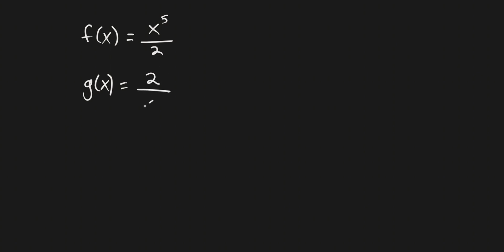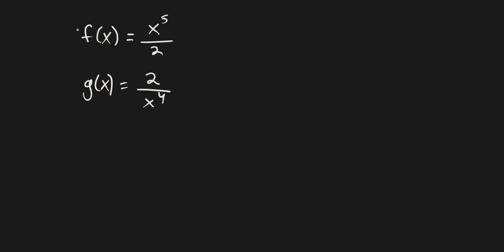So in this video, we're going to be dealing with multiplying and dividing rational functions with exponents. Let's say that I had the function f of x, which is equal to x raised to the fifth power all over 2, which is also equivalent to 1/2 x to the fifth power. And let's say that I had g of x, which is equal to 2 over x to the fourth power.